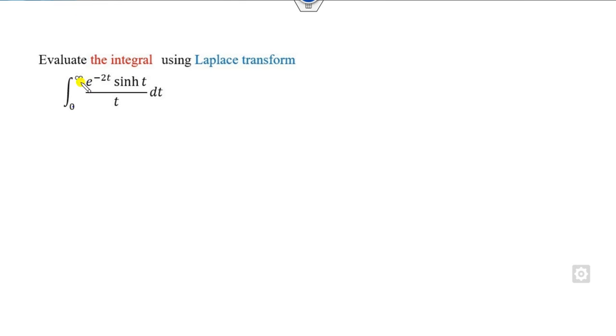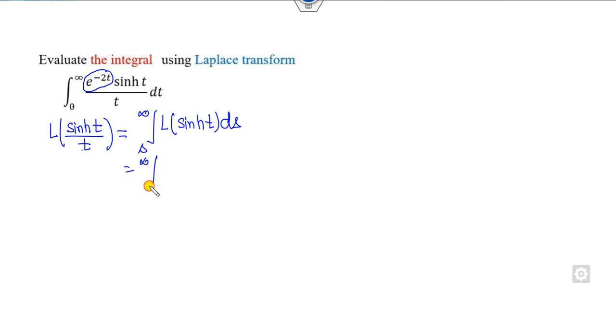Okay, again it's from 0 to infinity, and again the exponential term is present. So I have to firstly find the Laplace of sine hyperbolic t divided by t. Since it's a division by t, I have to integrate from s to infinity the Laplace of sine hyperbolic t. What is the Laplace of sine hyperbolic t? It is 1 over s square minus 1.